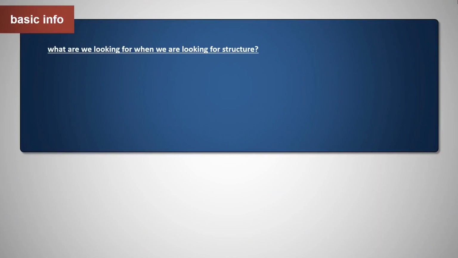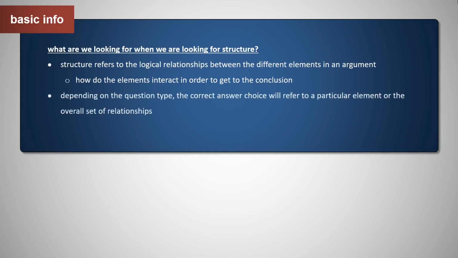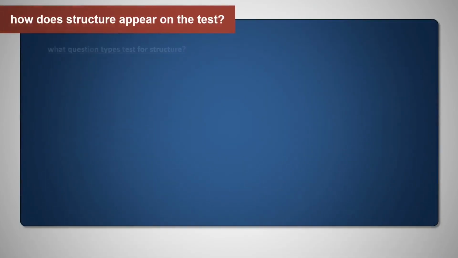All right, so in terms of the basic information, what are we looking for when we are looking for structure? Well, structure refers to the logical relationships between the different elements in an argument. So essentially, how do the elements interact in order to get to the conclusion? Depending on the question type, the correct answer choice will refer to a particular element or the overall set of relationships.